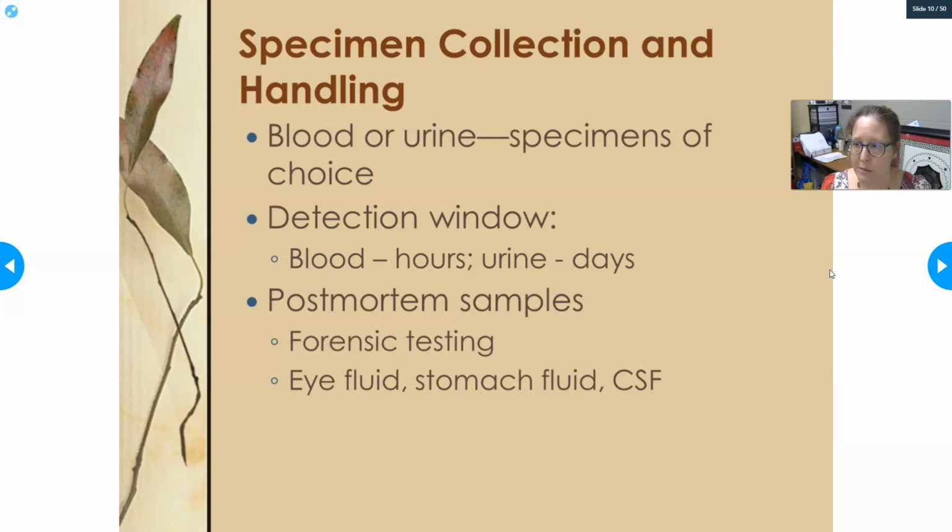So you're going to see a lot of toxicology testing is going to be done in urine. And there are other specimens that can be used for forensics and all that. Like hair, there are some toxins that can accumulate in hair. You can do 24-hour urines also. And then it's possible to do post-mortem samples on somebody that has passed away, maybe if it was an acute exposure. For forensic testing, you can use eye fluid, stomach fluid, or cerebrospinal fluid.